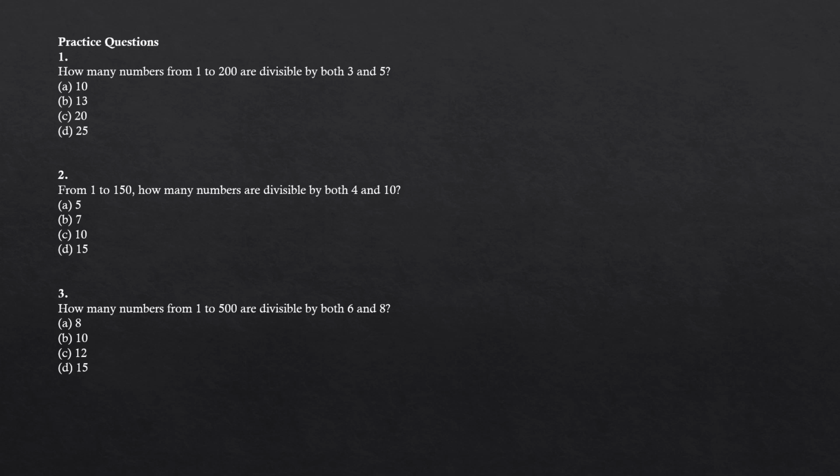You can check here some practice questions I attached. How many numbers from 1 to 200 are divisible by both 3 and 5? In this case, we will take the LCM of 3 and 5, then 200 will be divided by this result of LCM. Now second question, from 1 to 150, how many numbers are divisible by both 4 and 10? Question number 3, how many numbers from 1 to 500 are divisible by both 6 and 8?